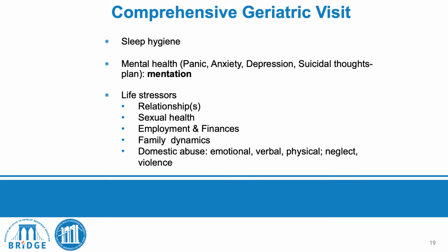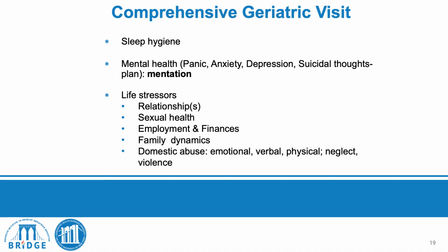Are they the caregiver for everyone? Have they taken in their children's children? Are they the primary caregiver for their grandchildren, which is increasingly happening? Blended families, domestic abuse, emotional and verbal, physical abuse, neglect, or abuse and violence.